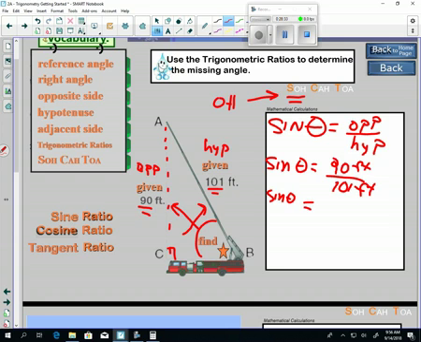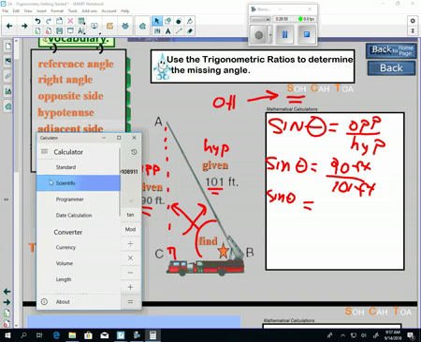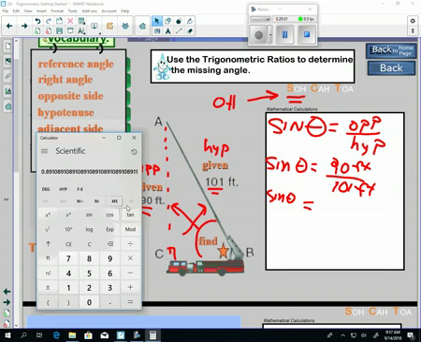If I divide 90 by 101, we go to our calculator. 90 divided by 101. We got 0.89. Now we have to find out what angle that is. It should be a second function on this. We don't have one on this calculator. We'd have to use second function.